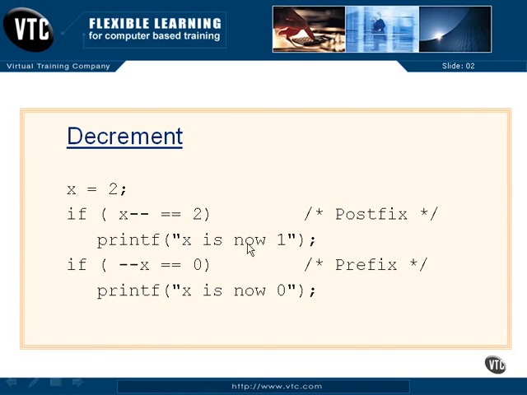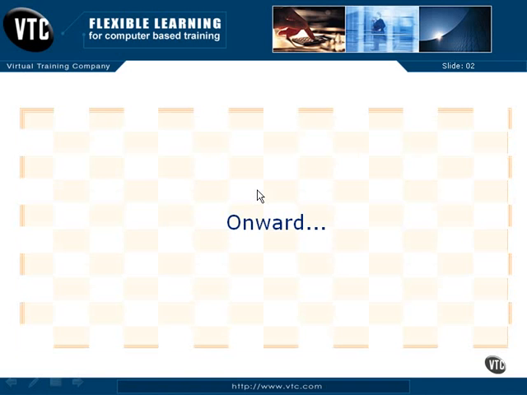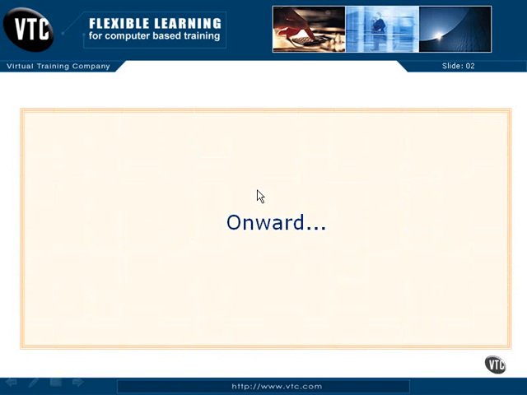If we now do a prefix decrement, --x equals 0, we decrement first. X is 1, we decrement it again before the comparison. Now it is in fact 0. This will be true, and we will say that x is now 0. So that's the increment and decrement, postfix and prefix. So now we're going to move onward with some other types, operators, and expressions.